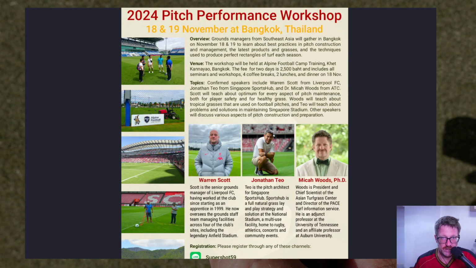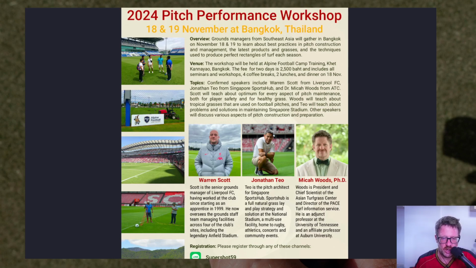So he will be talking with us about management of pitches in the Premier League and the type of management that they do and the type of measurements that they make to try to optimize both the pitch performance for player safety and the performance of the pitch for the grass and for the playability of high-level football.